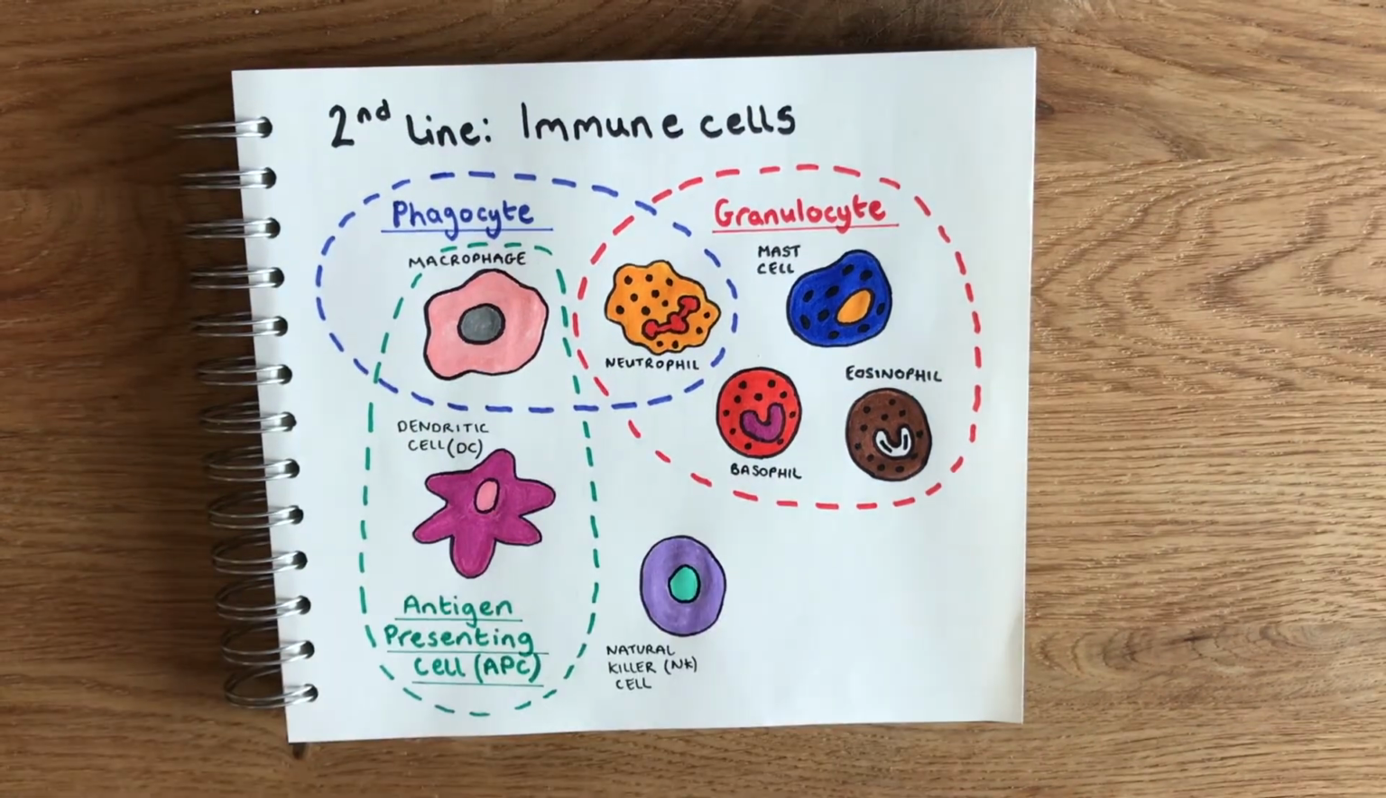And then finally, our innate immune system also includes natural killer cells. So these are slightly different from the other innate cells because they don't directly kill pathogens, and instead their job is to kill our own cells which have been infected with either a virus or become cancerous.